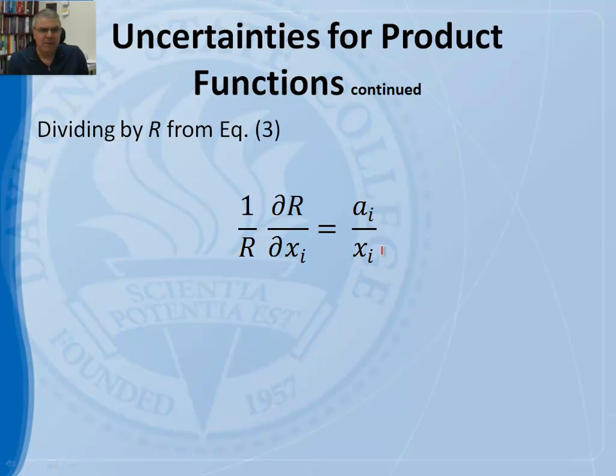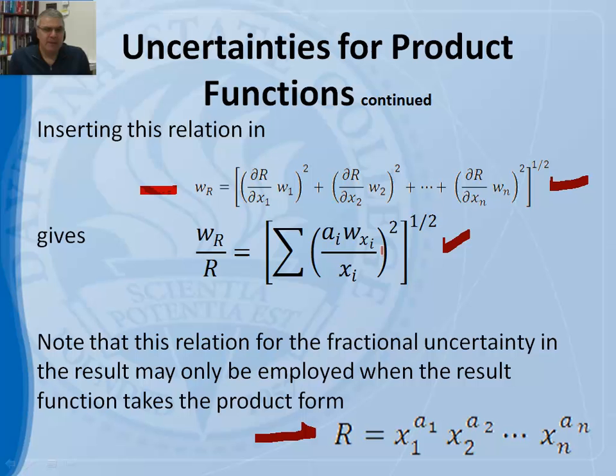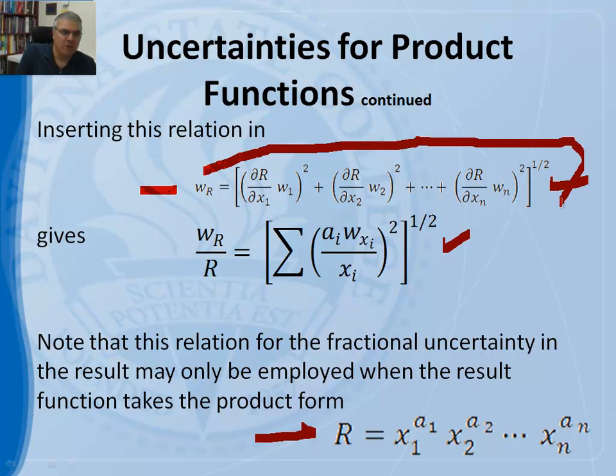So we divide by r from equation 3. We divide the partial derivative by r, and we would arrive at this wonderful equation, w sub r divided by r. Remember, this is w sub r that I put a line above it, or somewhat encircled it. This is w sub r. I divide that by r, and the end product would be what you see here. W sub r over r would be the summation of a sub i, w sub x sub i, and so on. I square that, take the square root of that.